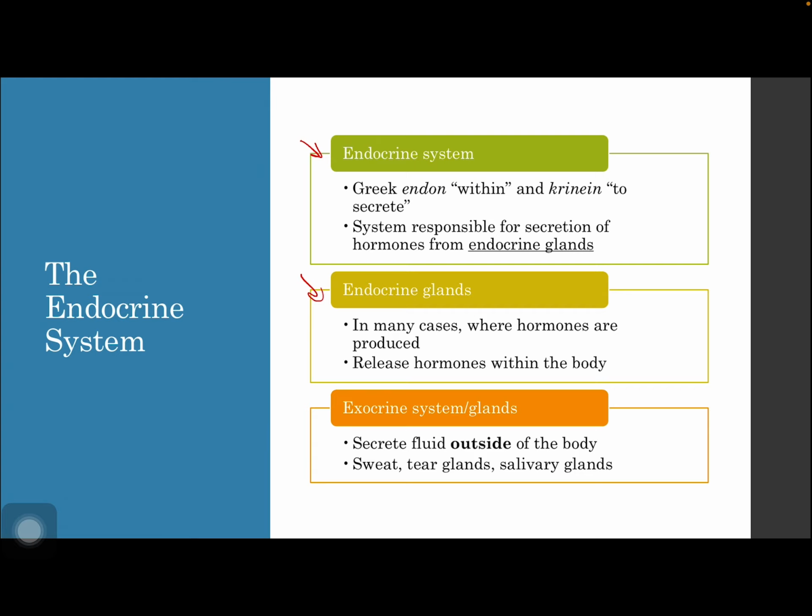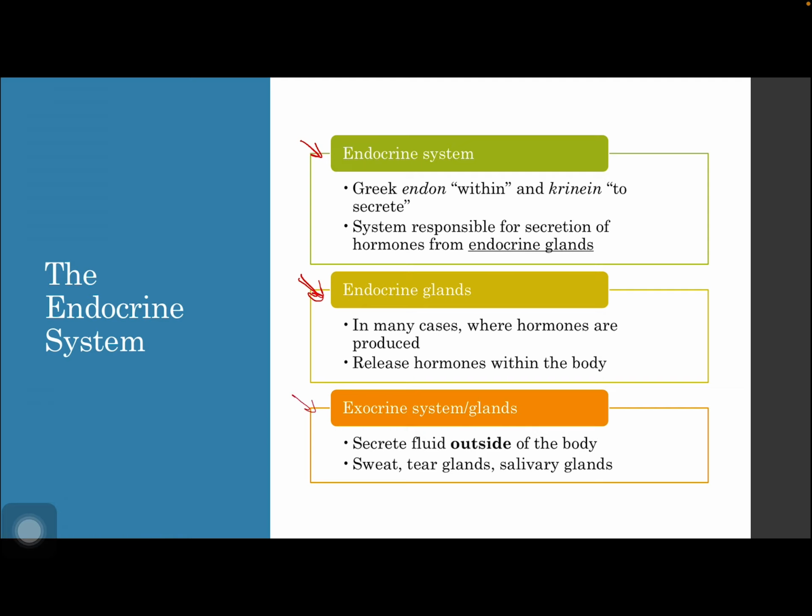We're going to talk about the difference between hormones and neurotransmitters here in just a few minutes. Endocrine glands are the ones that usually secrete those hormones and also produce them specifically. The endocrine glands are going to release those hormones in the bloodstream and within the body to send messages that are in some cases permanently changing the body, and in some cases non-permanently changing the body.